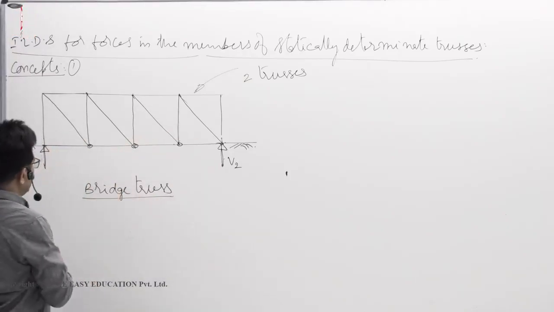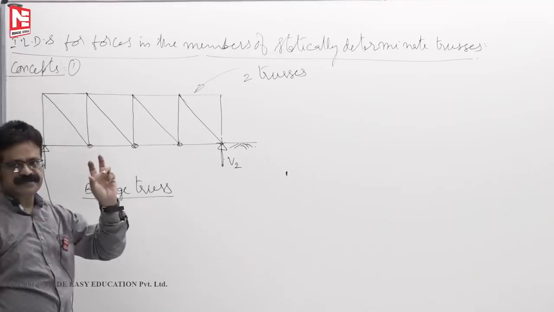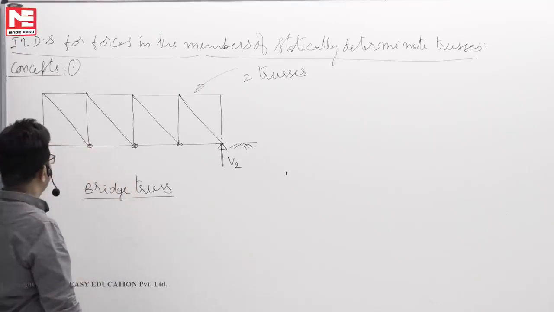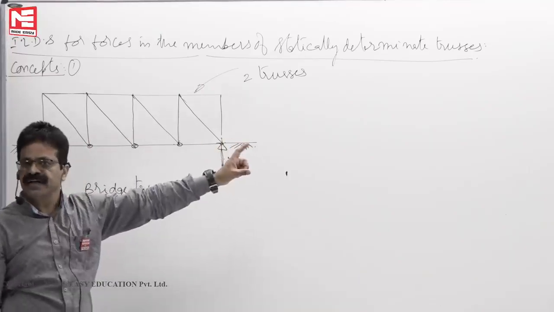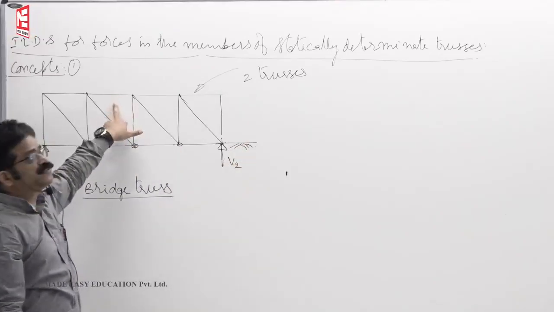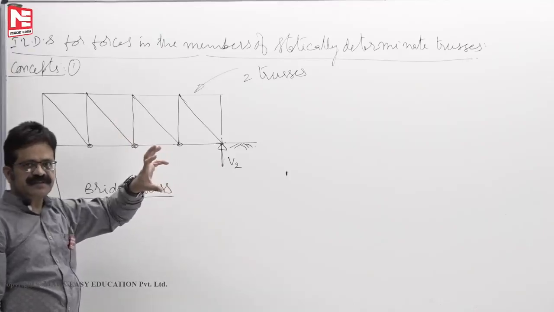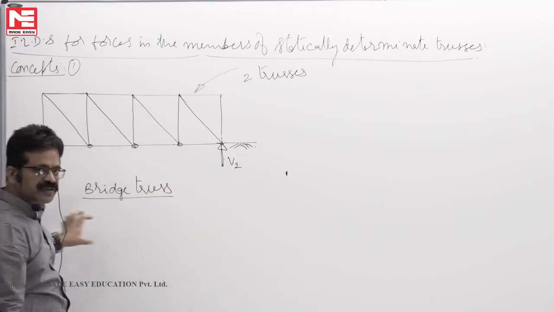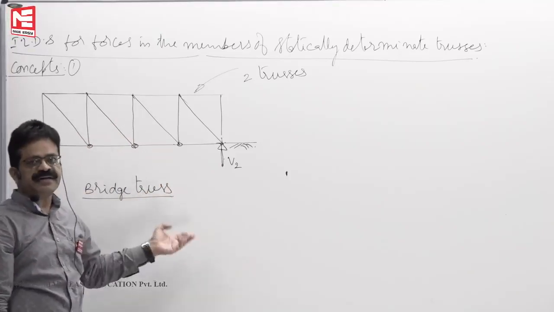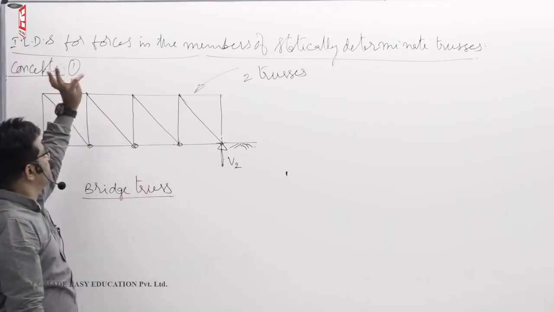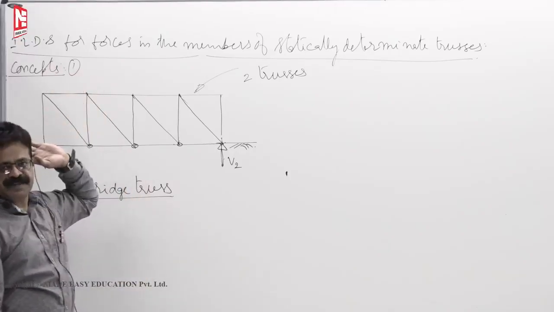Now as the trains are moving or wheels are moving from one end to the other end of the bridge, how do the forces in the members change? If that variation or that influence, you draw as a graph, we call it the influence line diagram for that force in that member.